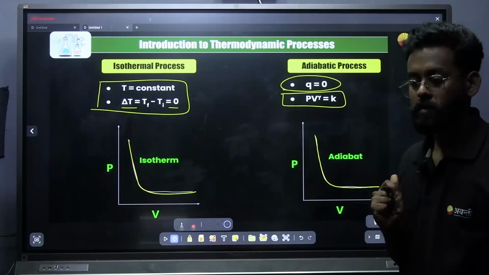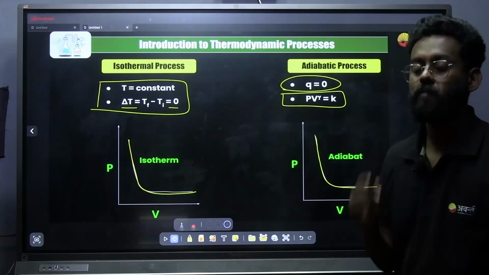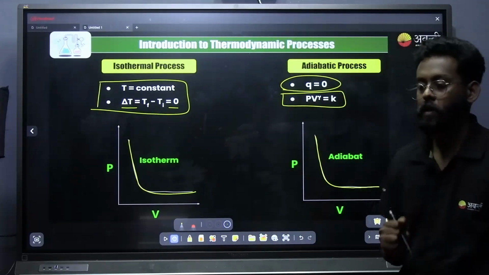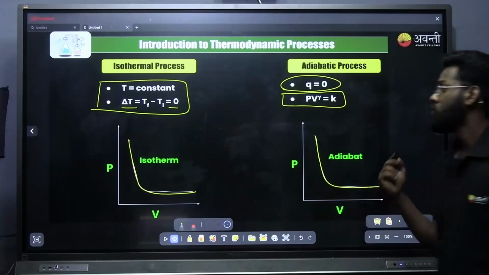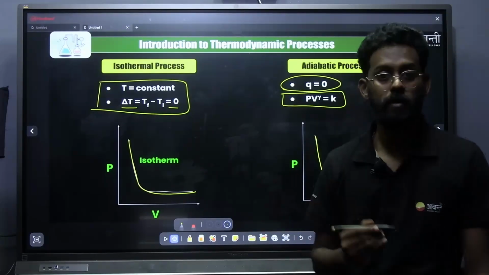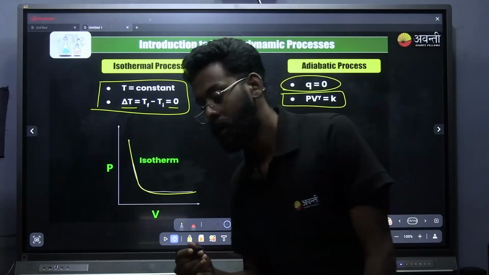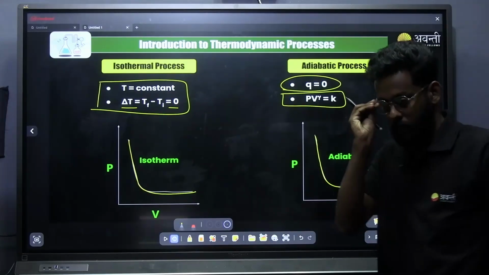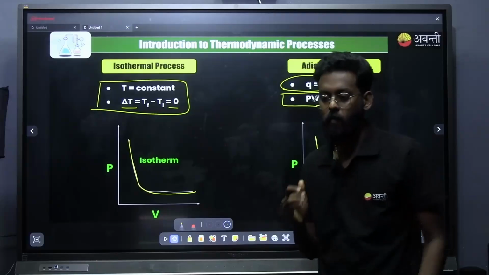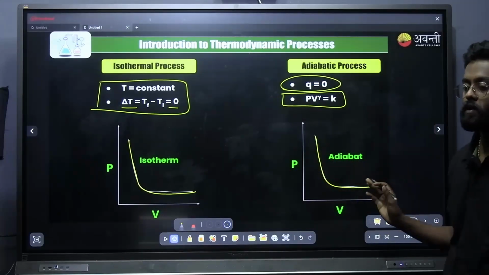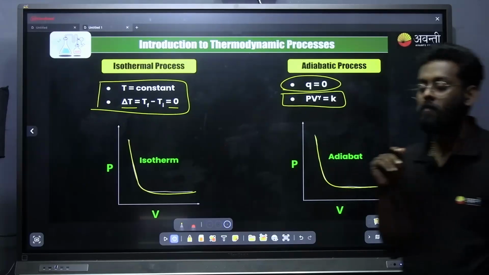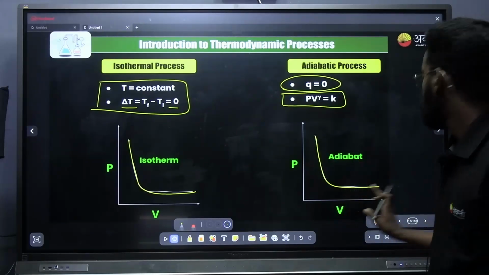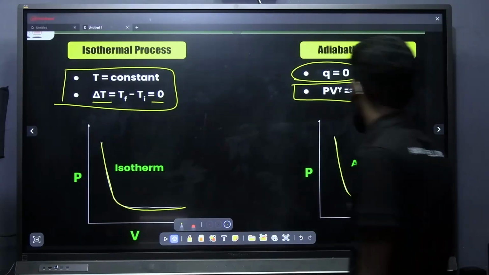And if the question asks which among the following is the adiabatic curve and which is the isothermal curve, how can you understand it? Anybody have an idea about it? How can you understand which curve is isothermal and which curve is adiabatic? If anybody knows, you can let me know. Anybody? Both look the same only. Yes, this is one of the questions that can come in the NEET exam.